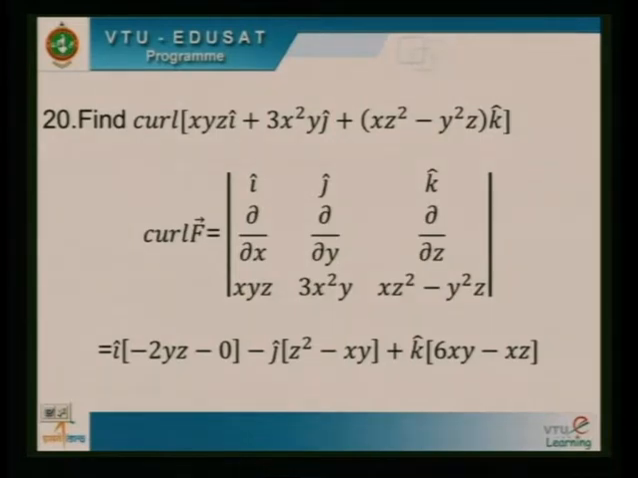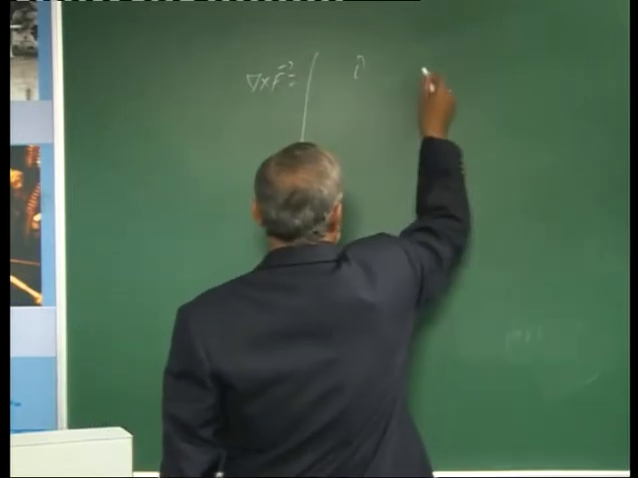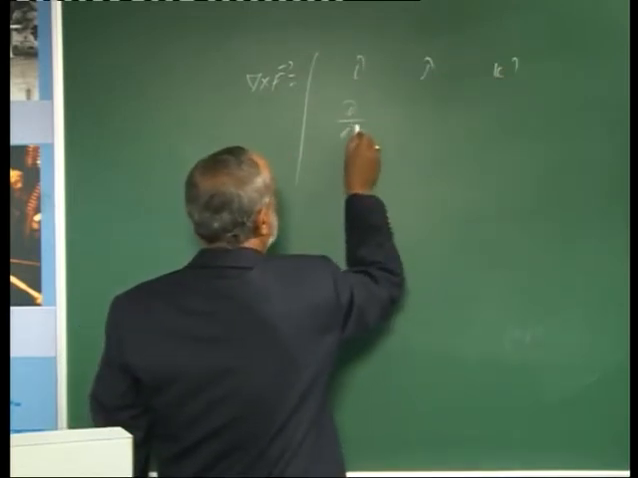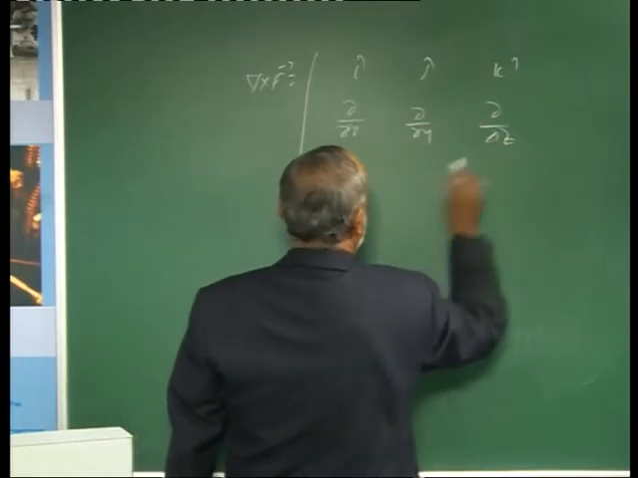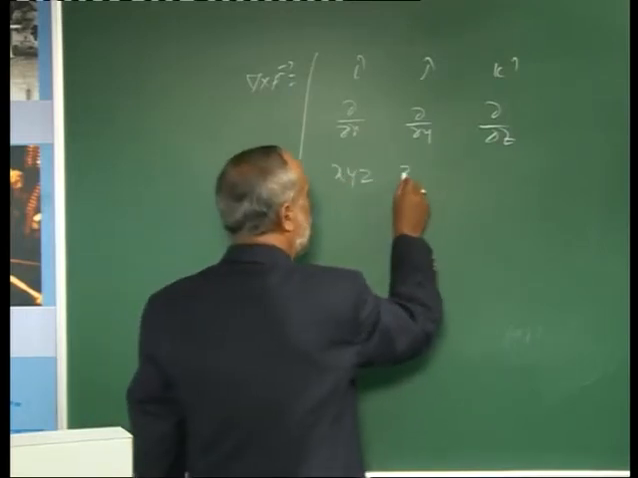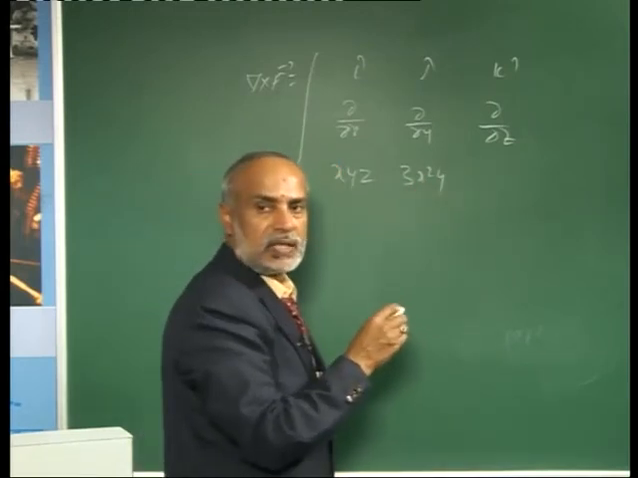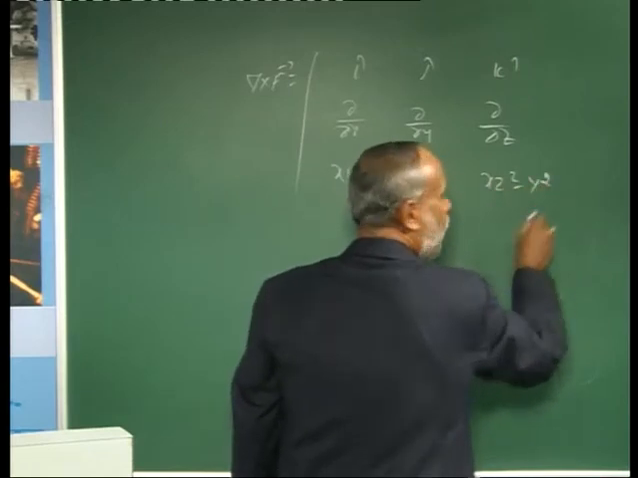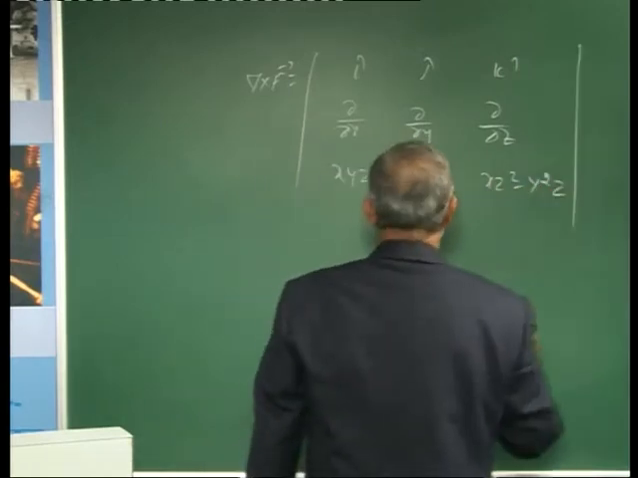Then the i component coefficient, differentiating partially with respect to x. We can write the i component as xyz, the j component as 3x squared y, and the k component as xz squared minus y squared z. Now you can determine the expansion. So here the curl of the f vector, del cross f vector, is equal to the determinant of i cap, j cap, k cap, dou by dou x, dou by dou y, dou by dou z, with the i component xyz, j component 3x squared y, and k component xz squared minus y squared z. Now you can determine the expansion.